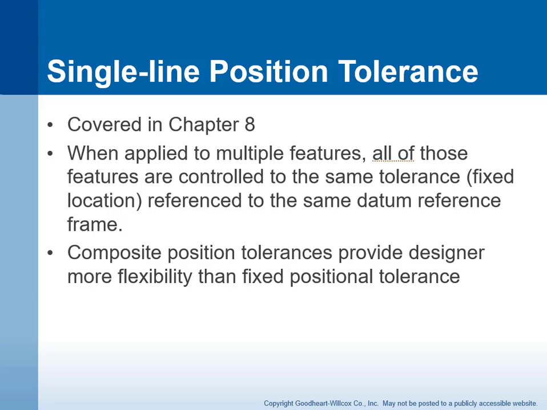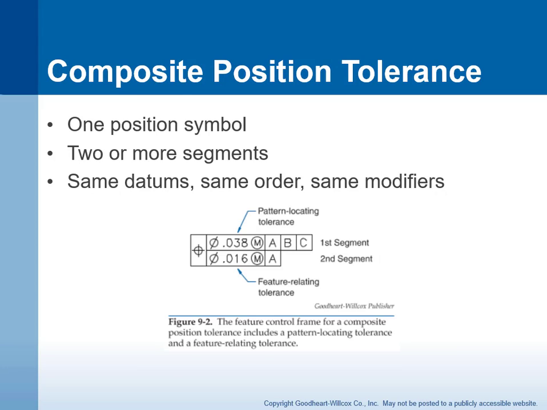So let's talk about composite position tolerances. In a composite position tolerance, what we have is 2 lines. The top line locates the pattern, and then once the pattern is located, the bottom line locates the features within the pattern. So we're talking about one position symbol here, with 2 different segments, and essentially the same datums in the same order with the same modifiers.